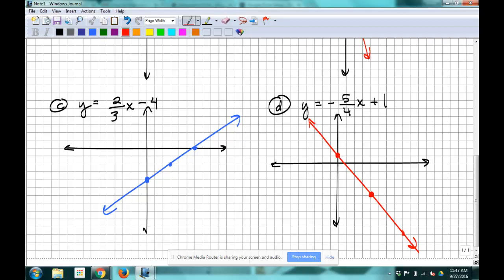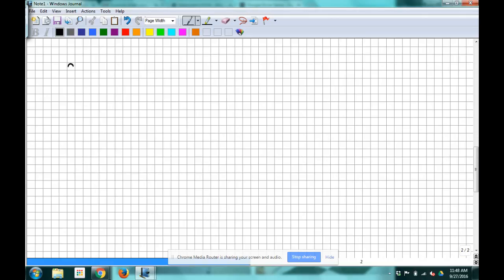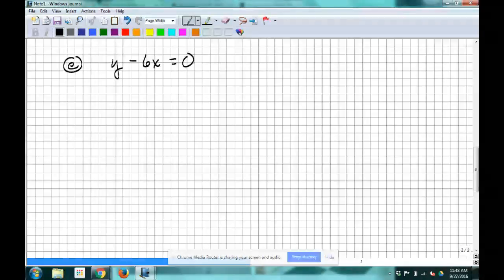What if it doesn't have y by itself? What do we need to do? Get y by itself. So let's look at example E. Let's say we had y minus 6x equals 0. How do I get y by itself for this? Add 6x. Add 6x to 0.